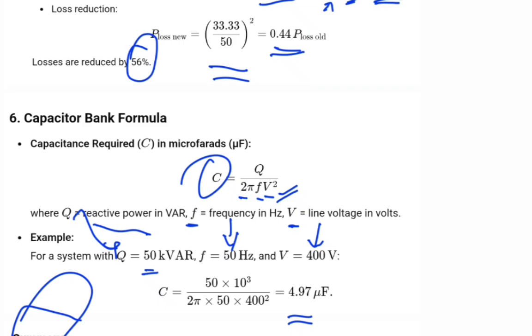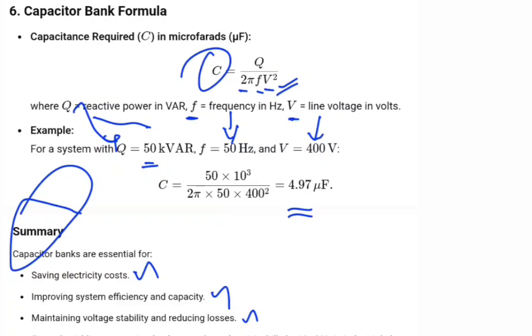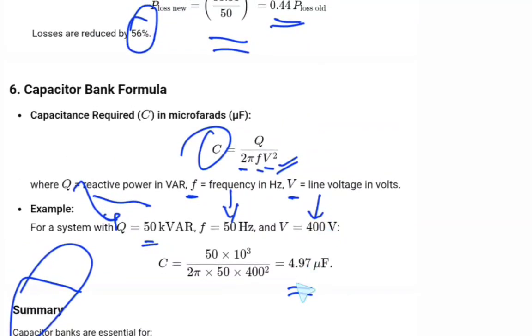So now we are coming to the summary. The capacitors bank is essential for saving electricity cost, improving system efficiency and capacity, maintaining the voltage stability, and reducing losses. For example, as discussed earlier, in voltage stabilization the 10 to 20 percent drop comes down. Okay, so thanks for watching Tech Engineer. Now we understand the capacitors bank, how important it is in the power system, how to improve the power factors, and how to select the capacitors bank. So a lot of things we discussed in this video. We will discuss another topic in another video. Bye.